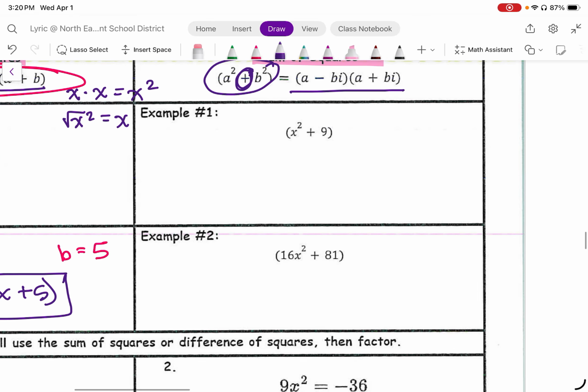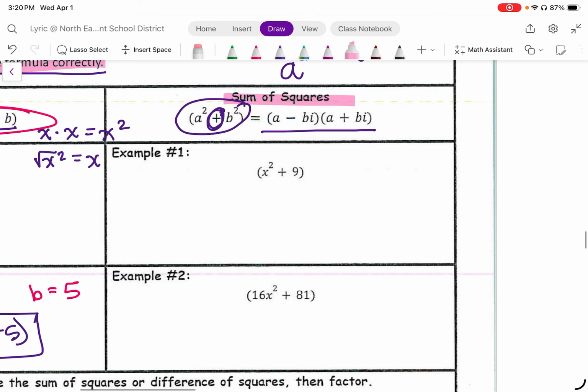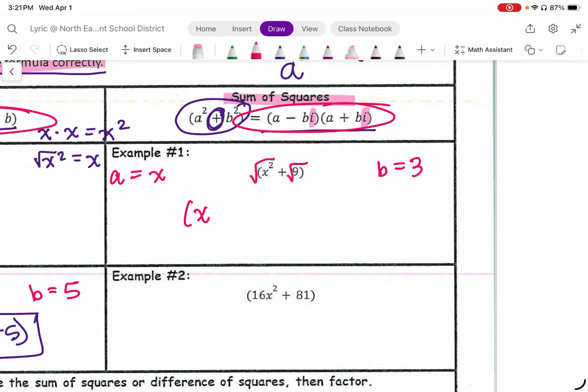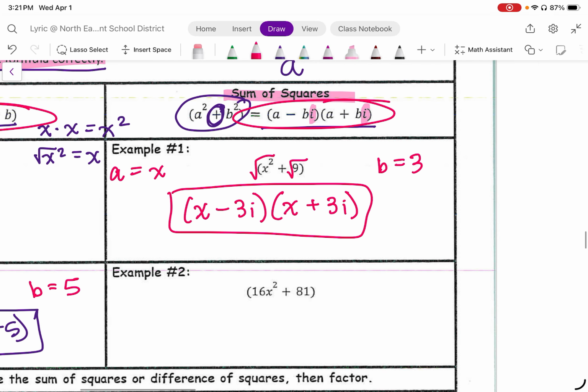Let's try sum of squares. Notice how the only difference here is that the b is being multiplied to the imaginary number i. You actually don't have to do anything with i like we did in the past. We're just writing that that is a factor of this sum here. So we want to square root both terms. The square root of x squared is x, and the square root of 9 is 3. And now we plug it into our formula right here. x minus 3i and x plus 3i. That's it.